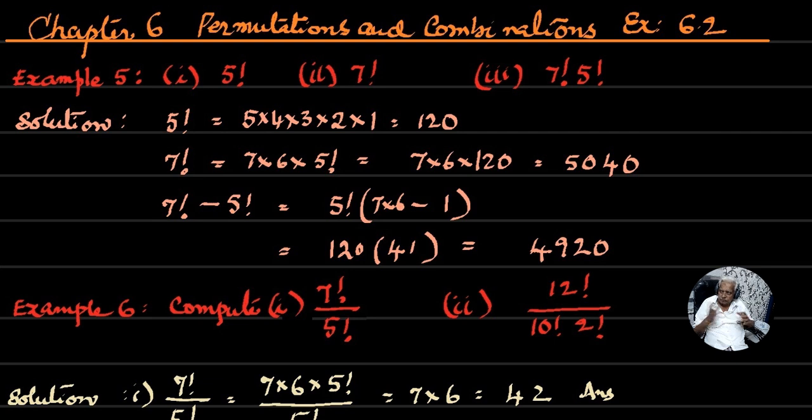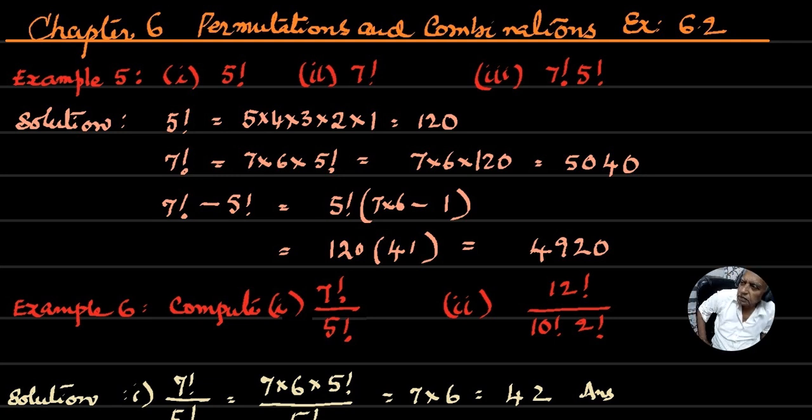Factorial 5. What is factorial? It's just notation. 5 times 4 times 3 times 2 times 1 is known as factorial 5. Factorial 5 is 120. That is the solution. Now let us go to the second problem.